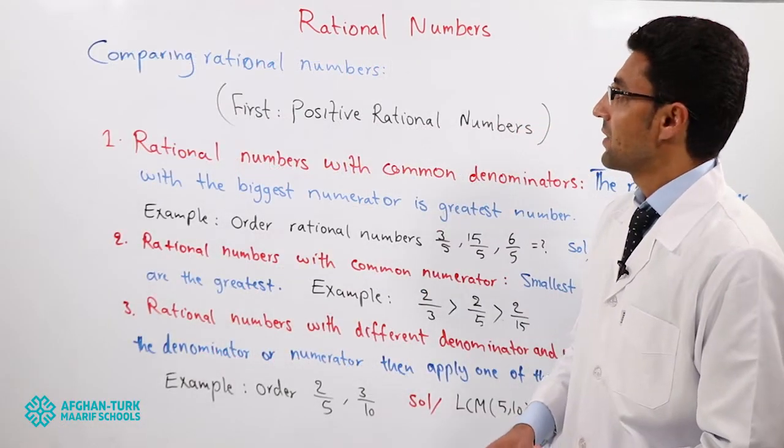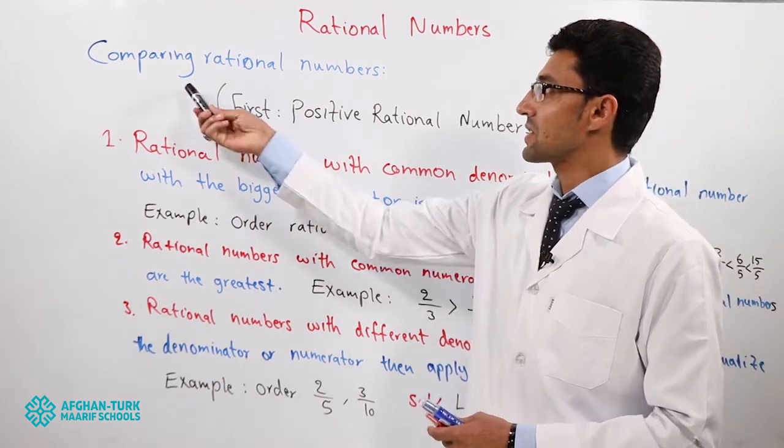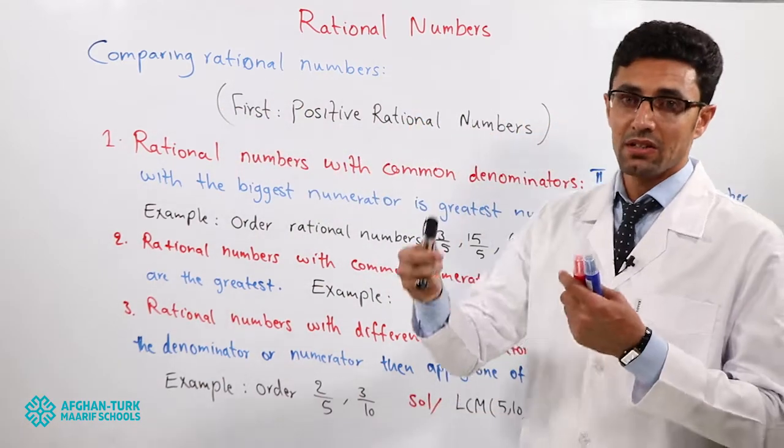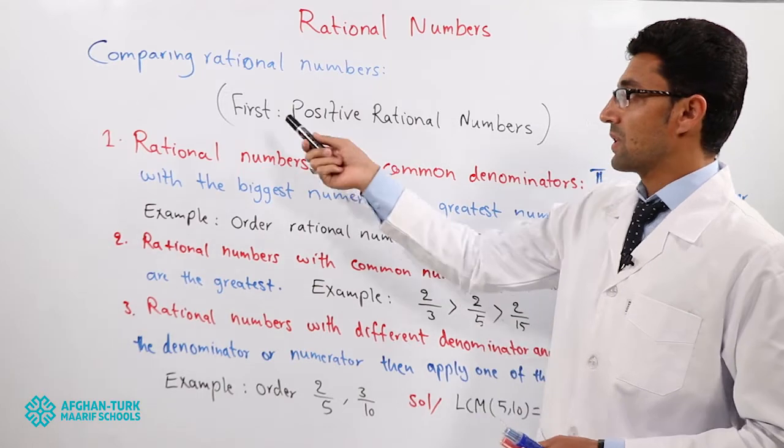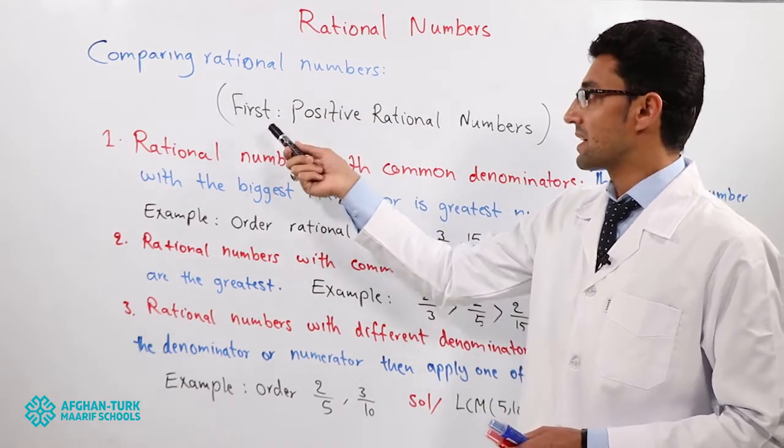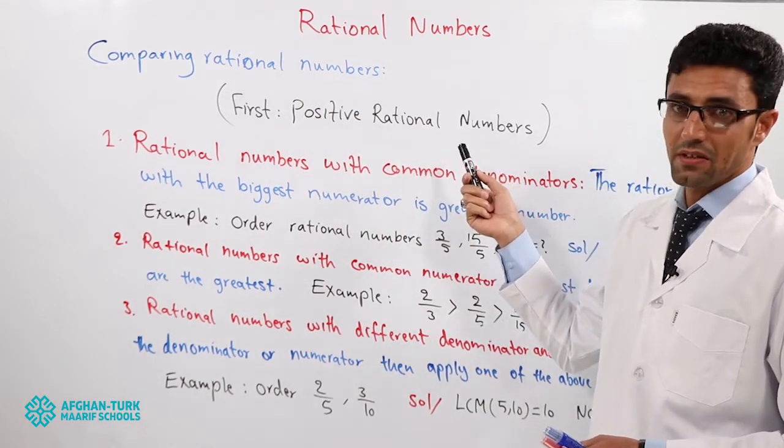Okay, dear students, now we are going to study comparing rational numbers. We can compare rational numbers. We divide this lesson into 2 parts. First, positive rational numbers.